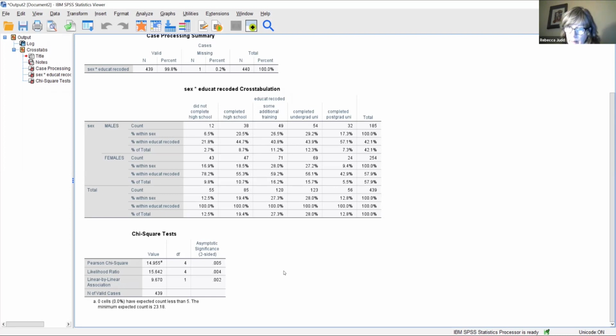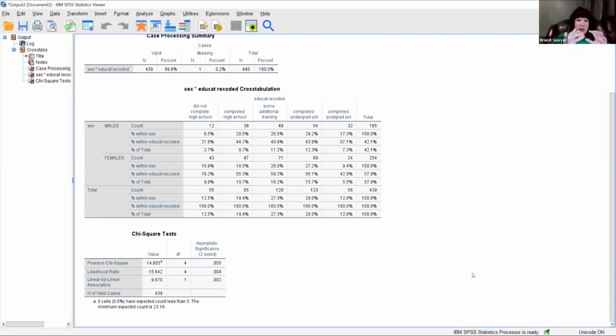So there's some meaning behind the fact that the majority of those in our sample who did not complete high school were women, or the majority of those with some additional training were women. So you go back and you look and see where your percentages lie, and then you know that there's some type of meaning behind that because it is significant. So they're not independent of each other. If it was not significant, then we would be able to say education attainment and gender had no relationship.